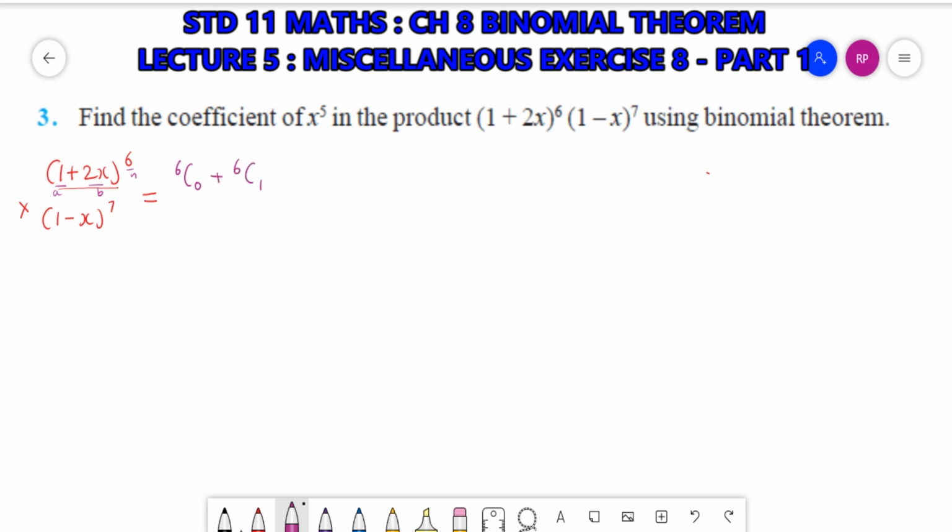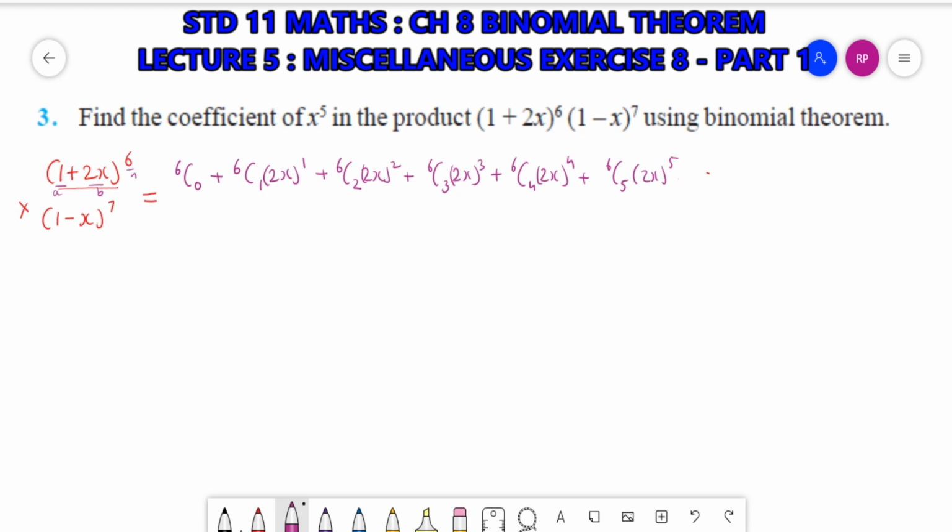6C1, 1 raised to 5, 2x raised to 1, plus 6C2, 1 raised to 4, 2x raised to 2, plus 6C3. We will follow this pattern. 6C4, 6C5.